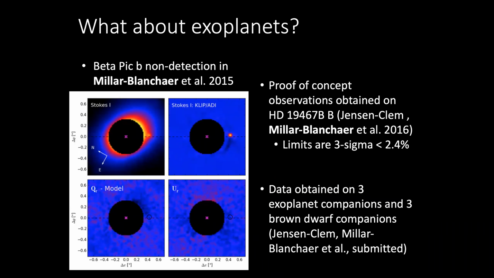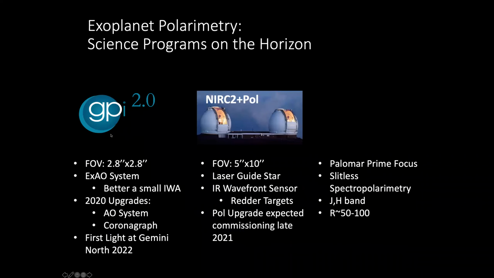I'll be very quick. We've started looking at directly imaged planets and brown dwarf companions. We haven't detected any polarization yet in these objects, but I think there are some next steps we can take. In the coming year or two, we're going to have an upgrade to GPI going to Gemini North, and this will give us a better AO system and coronagraph design, which will help beat down our limiting noise for our polarimetric measurements.